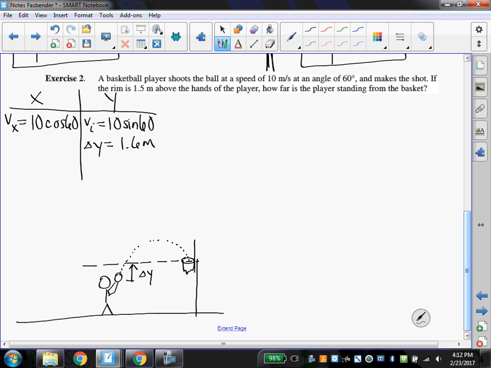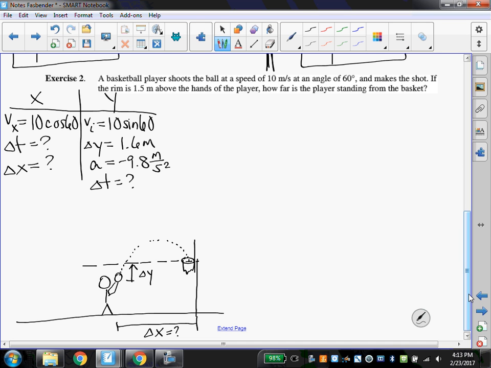Those are all the numbers that they give us in the problem. So let's start filling in the numbers that we implicitly know are a part of this problem. Things like acceleration is negative 9.8 meters per second squared. We do not know the time. That time goes into both columns. And then at the end of the day, this problem is going to ask us how far away the player is standing from the basket. So this problem really is asking us, what is this delta x?